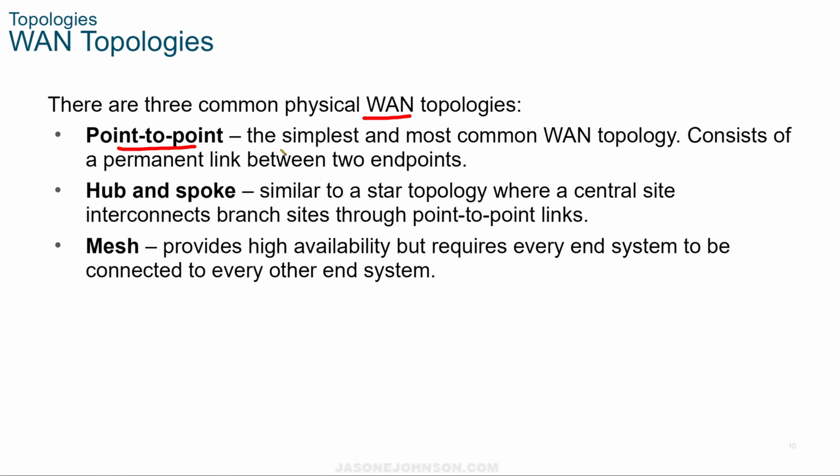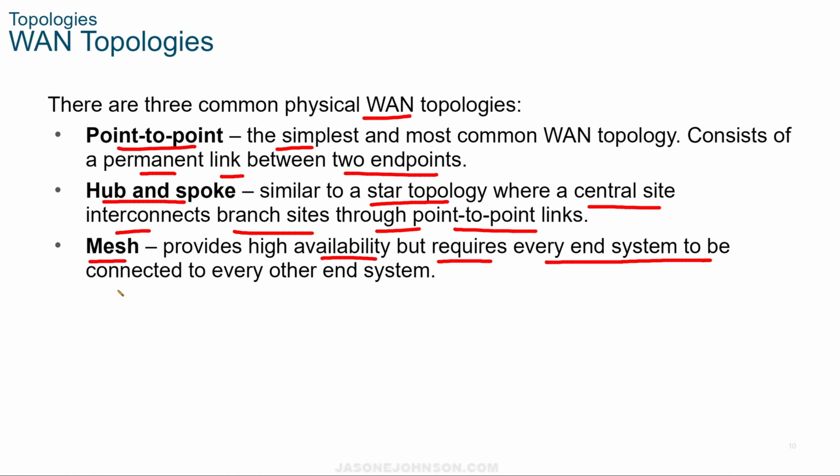We have point-to-point. That's the most simple and common. It consists of a permanent link between two endpoints. We have hub and spoke. That's similar to a star topology, where there's a central site and it's connected to branch sites through point-to-point links. And then we have a mesh. That provides high availability, but it does require every end system to be connected to every other end system.